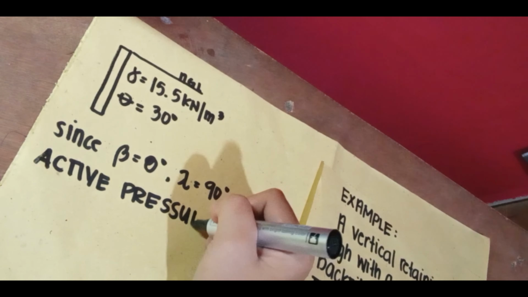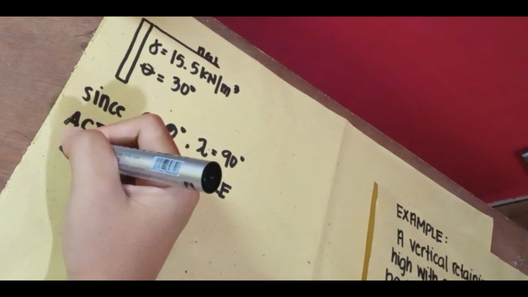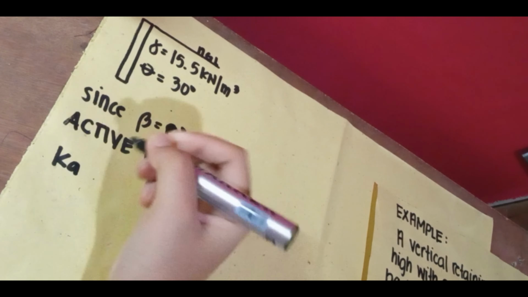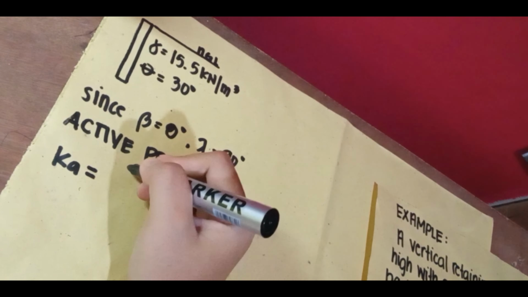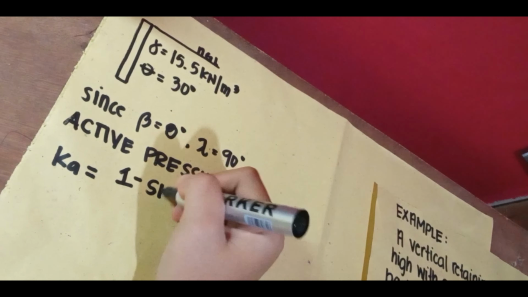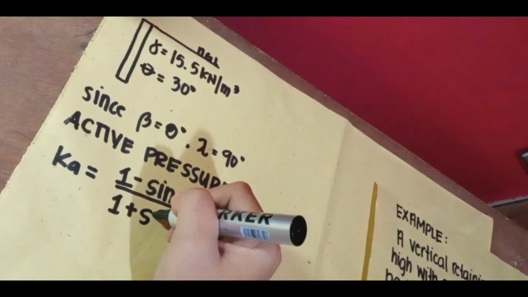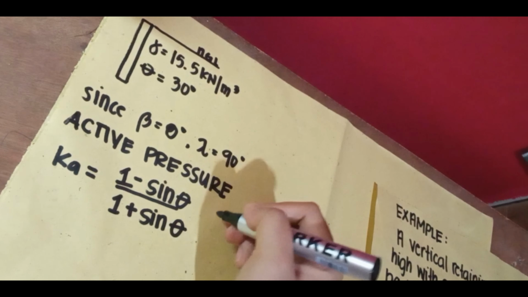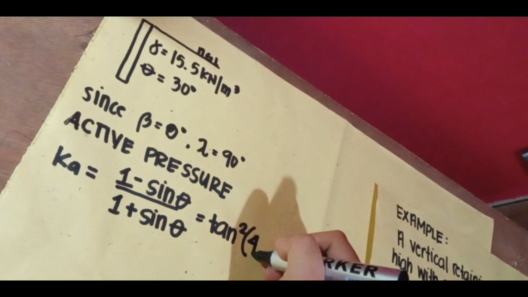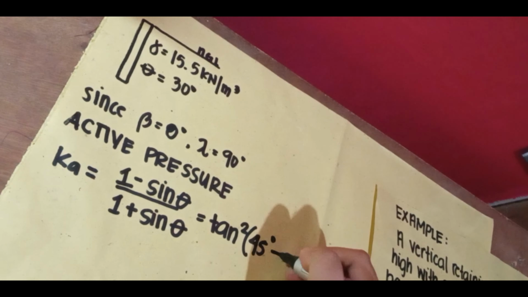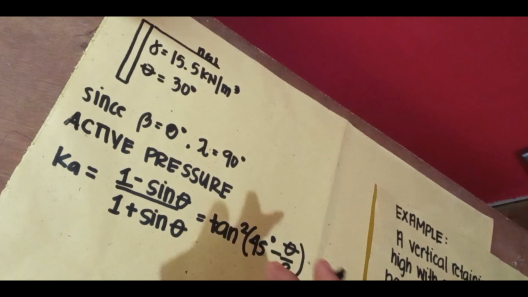Active pressure. So the first thing to solve is the earth pressure coefficient, which is the K sub A. The formula we will use here is (1 minus sine phi) over (1 plus sine phi), or tangent squared of (45 degrees minus phi over 2). So, either way, they have the same answer.